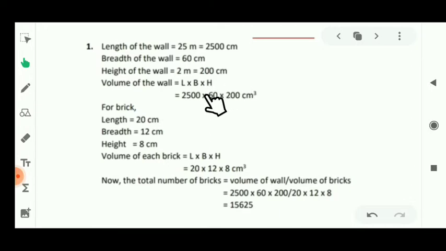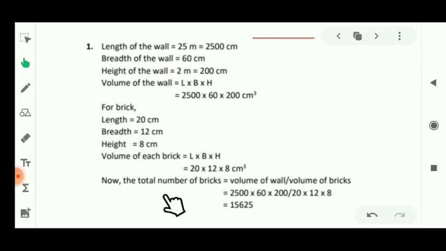Firstly we will find out the volume of the wall, that is L into B into H, that means 2500 into 60 into 200. Similarly we will find out the volume of the brick, because the length, breadth and height are given in the bricks also. So firstly we will find out the volume of the brick.